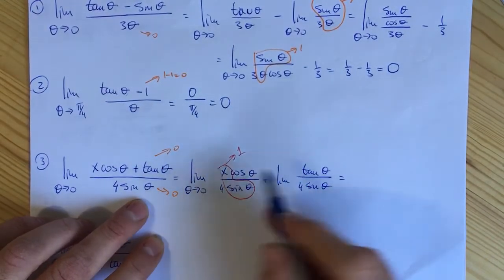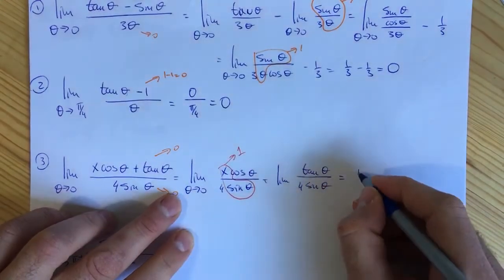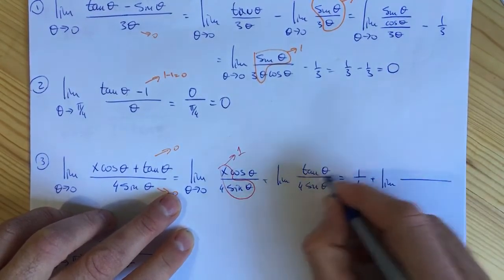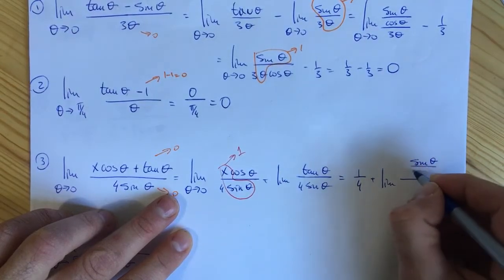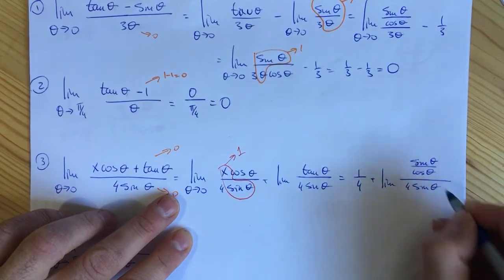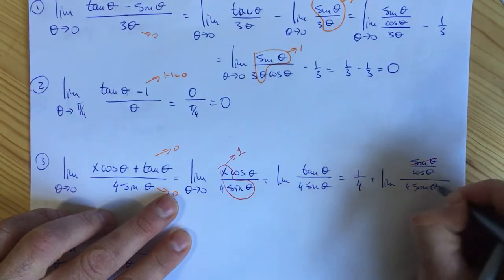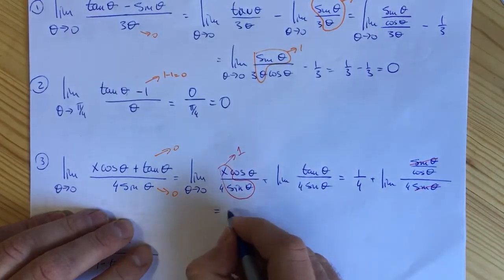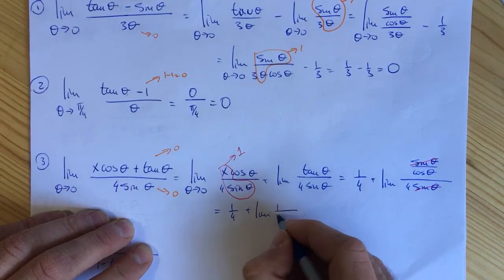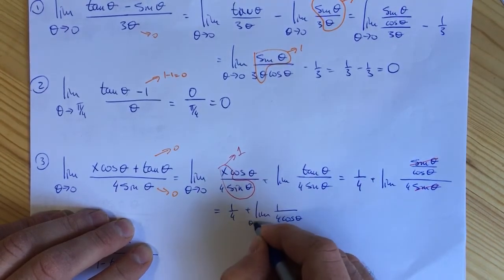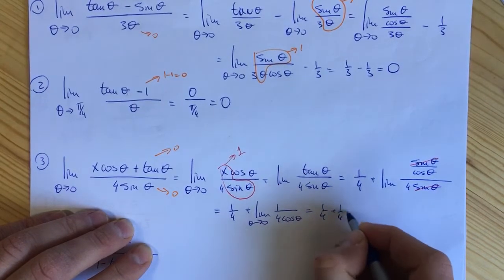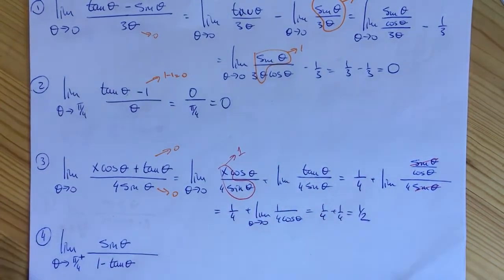Okay, and then you can use direct substitution. Cosine of 0 is 1, over 4, plus the limit of tangent of theta, which is sine of theta over cosine of theta, over 4 times sine of theta. Here sine of theta cancels out, so we have 1 over 4 plus the limit of 1 over 4 times cosine theta. As theta goes to 0, this is 1, so 1/4 plus 1/4 is equal to 1/2.